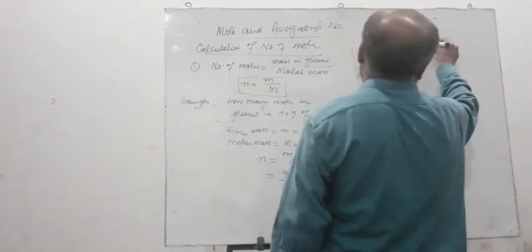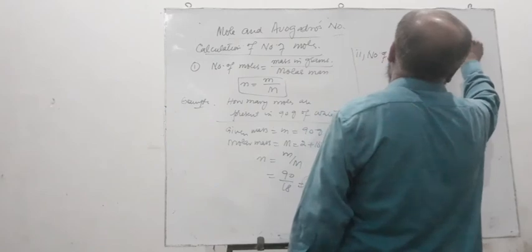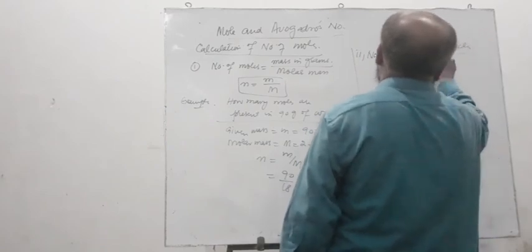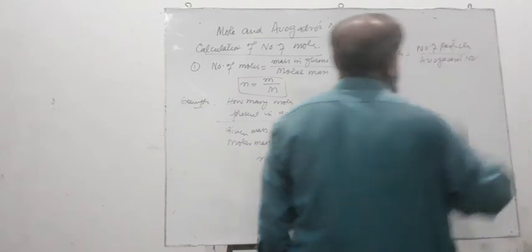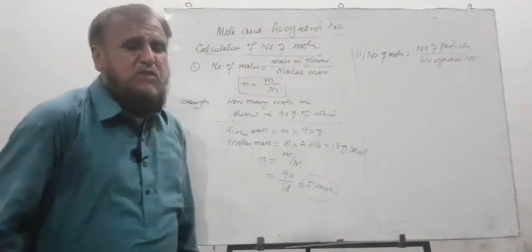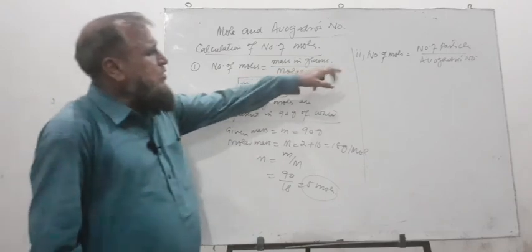The second equation which is used is that the number of moles is equal to the number of particles divided by Avogadro's number. If we are given the particles and we want to convert them into moles, we will use this equation.